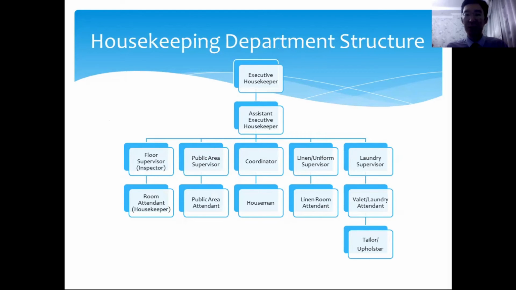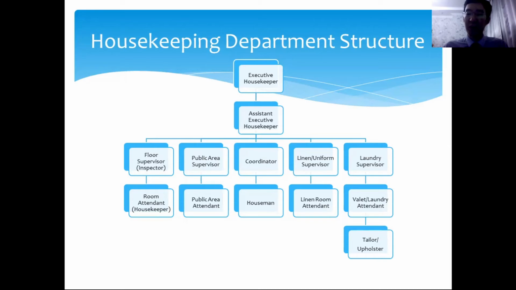Basically, we usually have the executive housekeeper. If the hotel is large, we have an assistant executive housekeeper. We have floor supervisors who act as inspectors, checking the quality of the rooms before the guest arrives. Then we have room attendants who act as housekeepers. Then we have public area supervisors and public area attendants, the people who work with the public. Then we have the coordinator and houseman, the people who coordinate all the work of the housekeeping department staff.